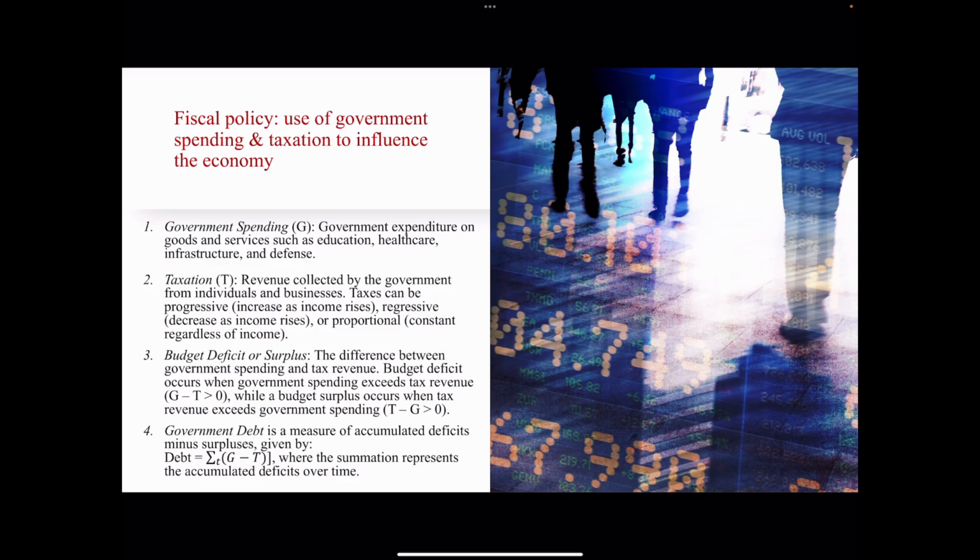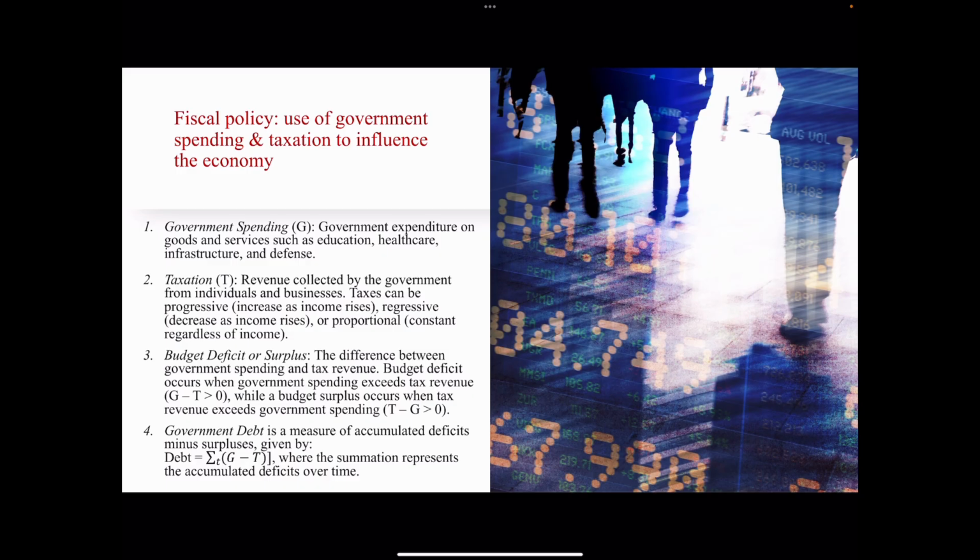Taxation is number 2, T. This is the revenue collected by the government from individuals and businesses. Taxes can be progressive. In other words, they increase as a proportion of income as income rises. So the marginal rate of taxation increases as you have more income. They can be regressive. Certain types of taxes are going to fall as income rises.